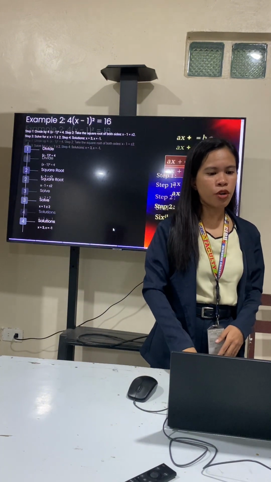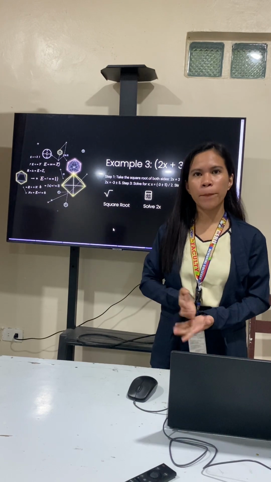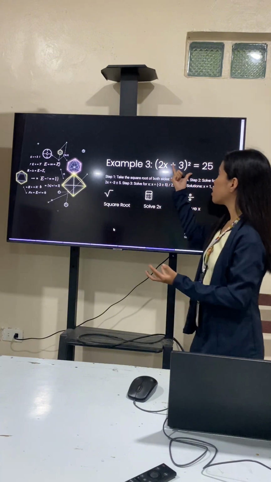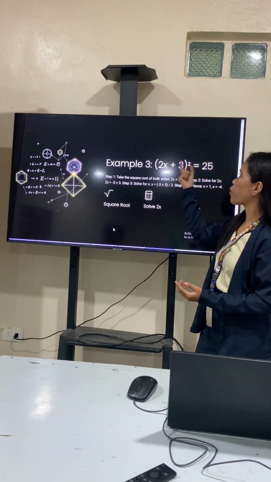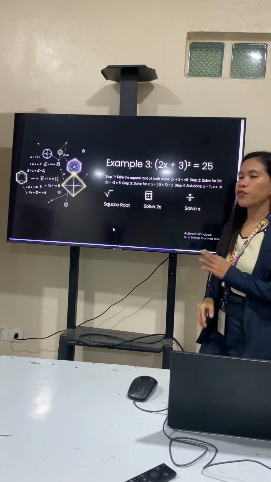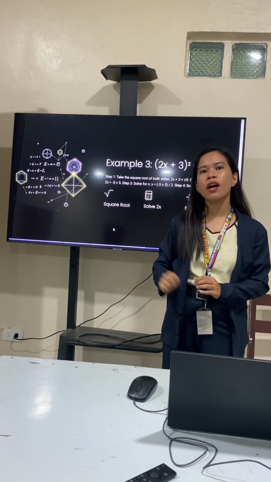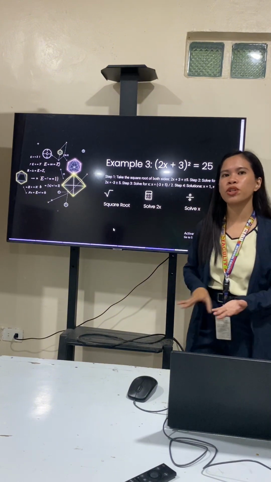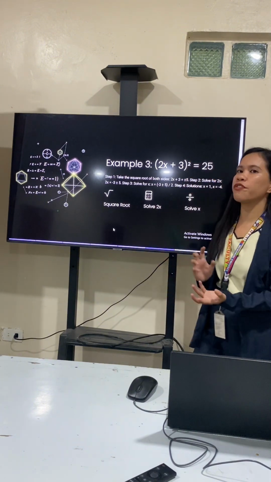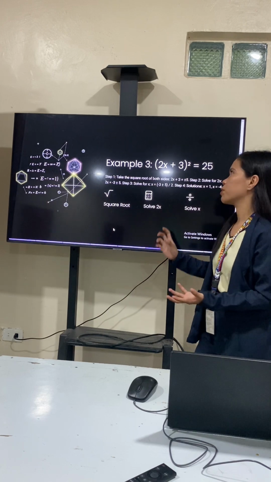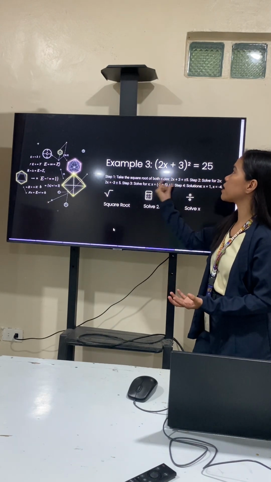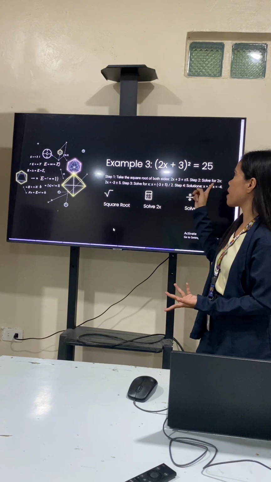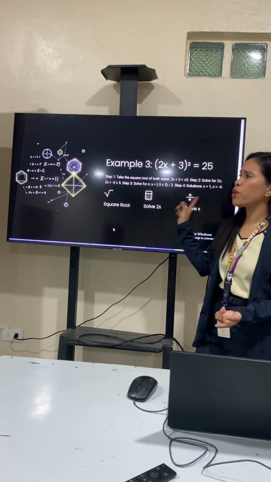For our last example, we have a numerical coefficient beside our variable, inside the square term. We have here the square of 2x plus 3 equals 25. The first step is to take the square root. We have to get rid of our exponent 2 so that we can have a linear equation for us to directly find the value of x, or the roots. So we have 2x plus 3 equals positive and negative 5, and step 2 is to solve for 2x.